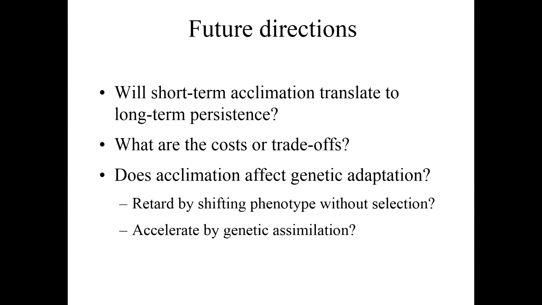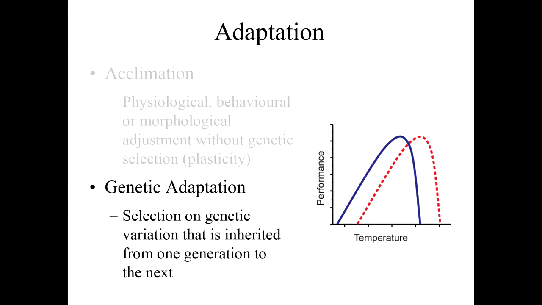And the really big one is, how does this interact with genetic adaptation? It could slow it down. If you get rapid shifts in the phenotype without selection, they could actually slow down genetic adaptation. It might accelerate it. There's some ideas that it can drag genes along that are then sort of fixed in the population through a process called genetic assimilation. So that's an area that we really don't know much about at all, this interface between acclimational plasticity and genetic adaptation, which is what I'll move into now.